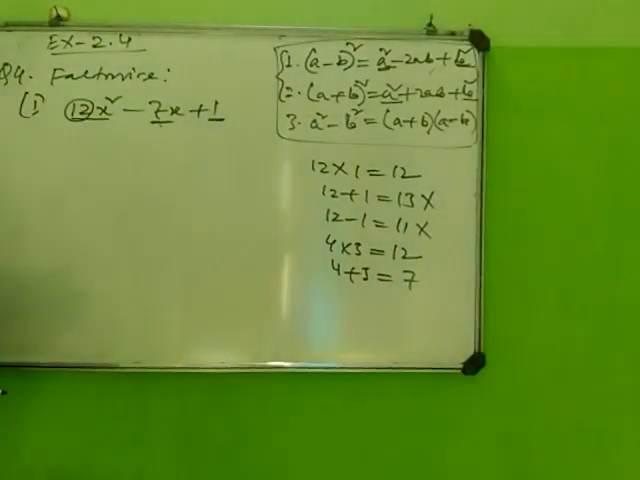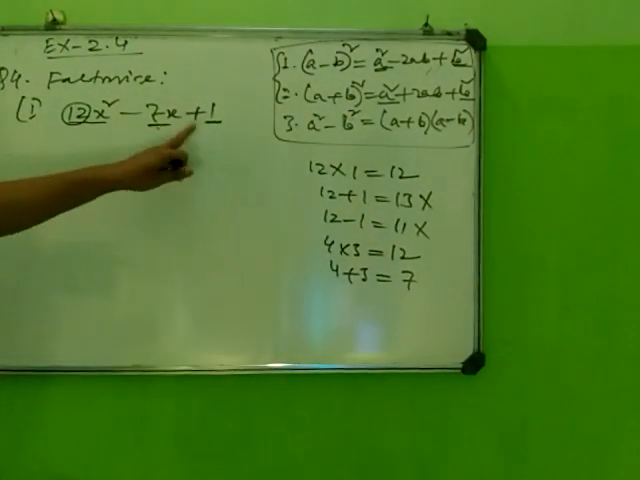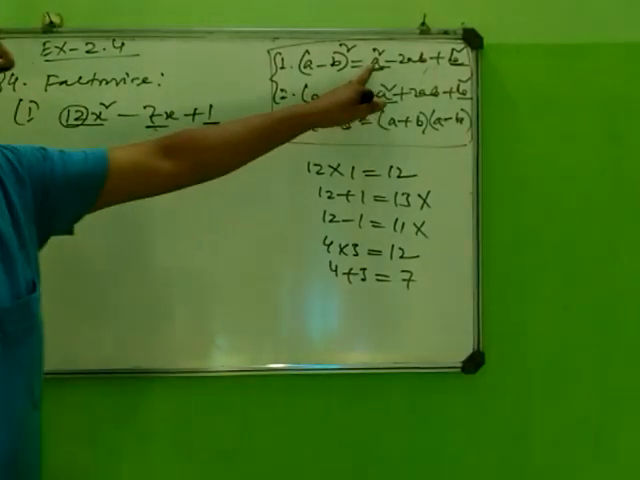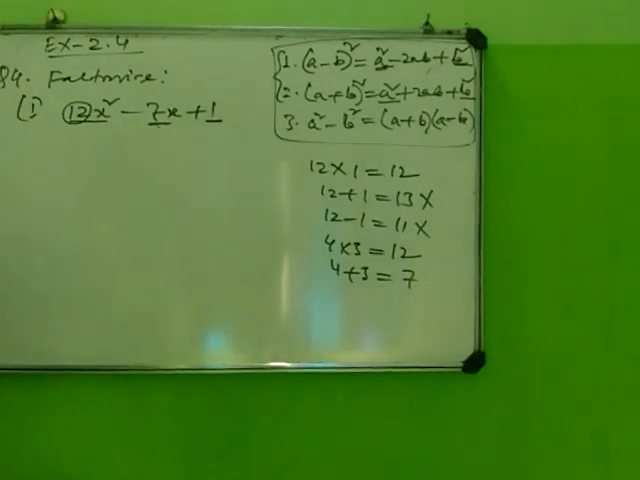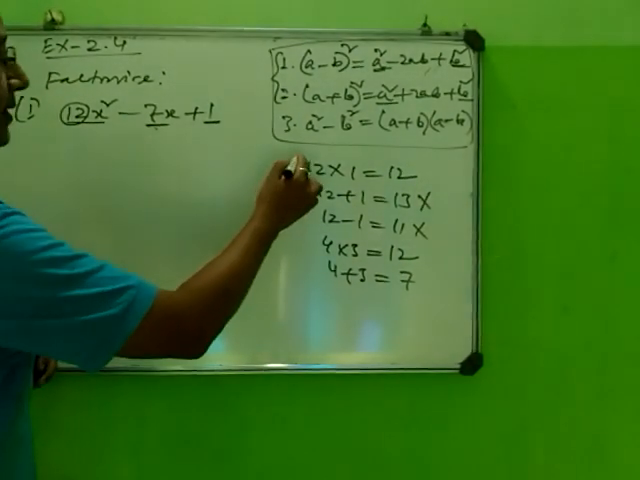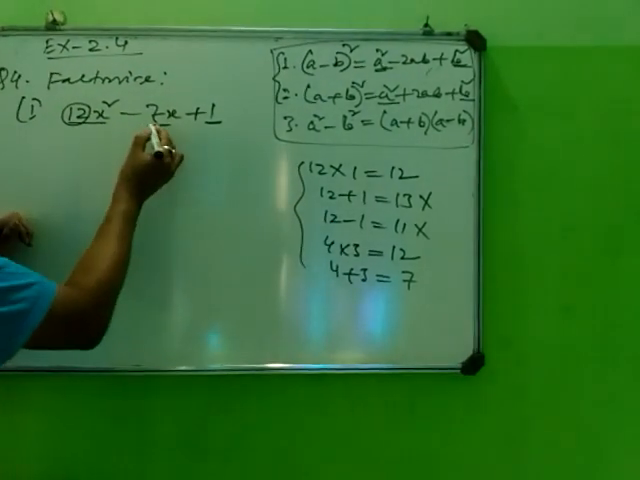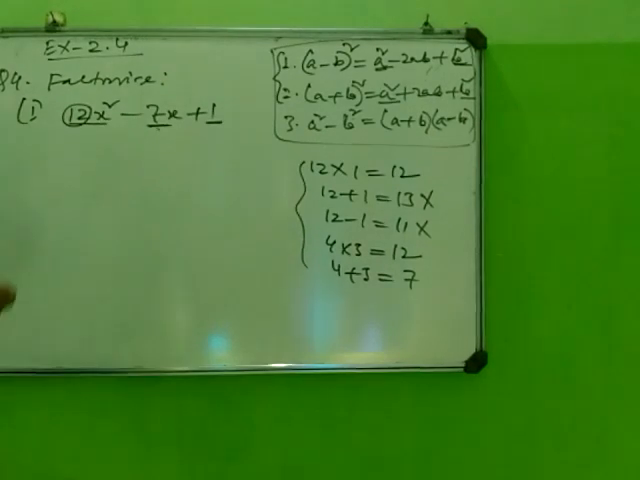What I did, children, once more. As there are no two terms that are perfect squares like a squared, b squared, these two formulas cannot be used. So now the only process left is splitting the middle term. So this is the middle term. You are going to split 7 into two parts.